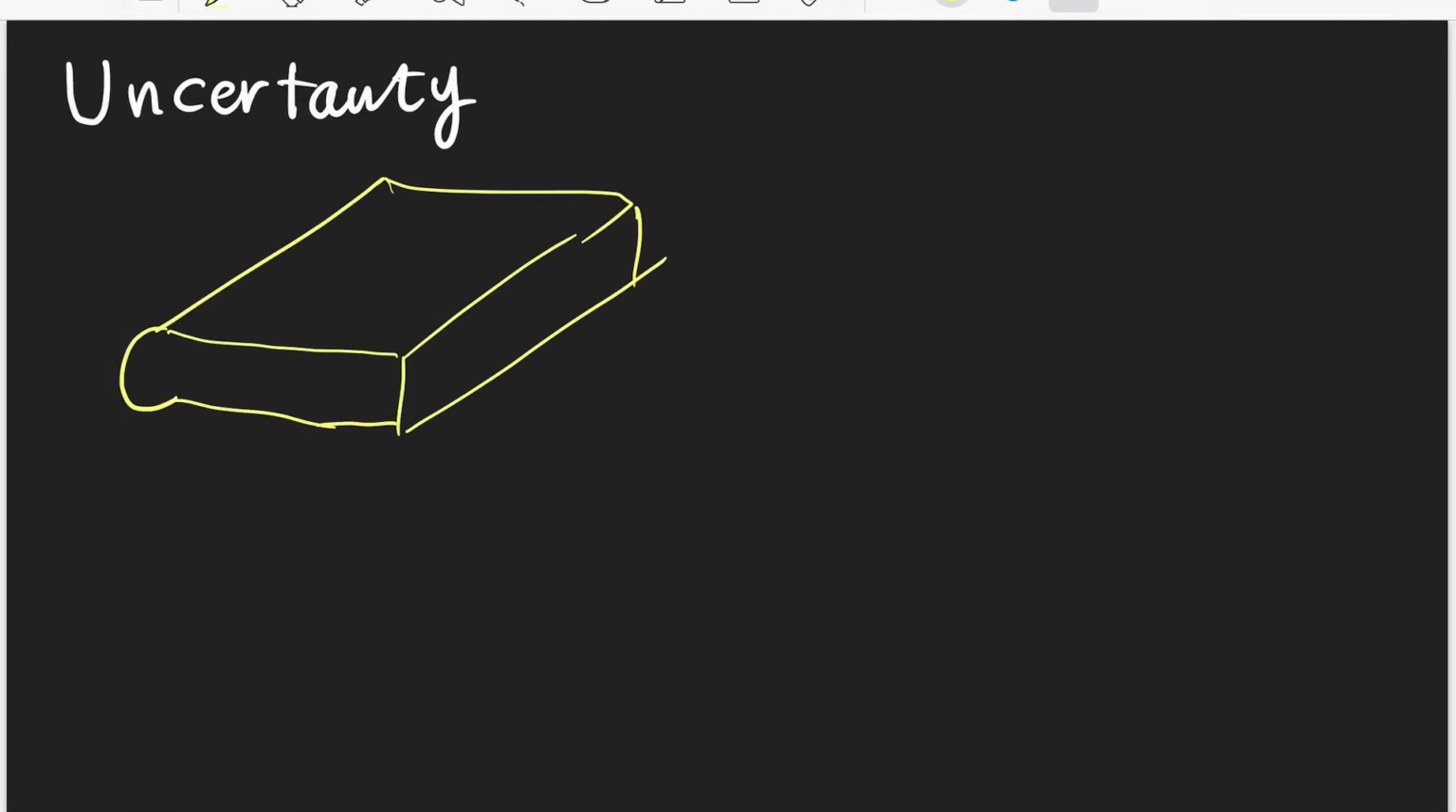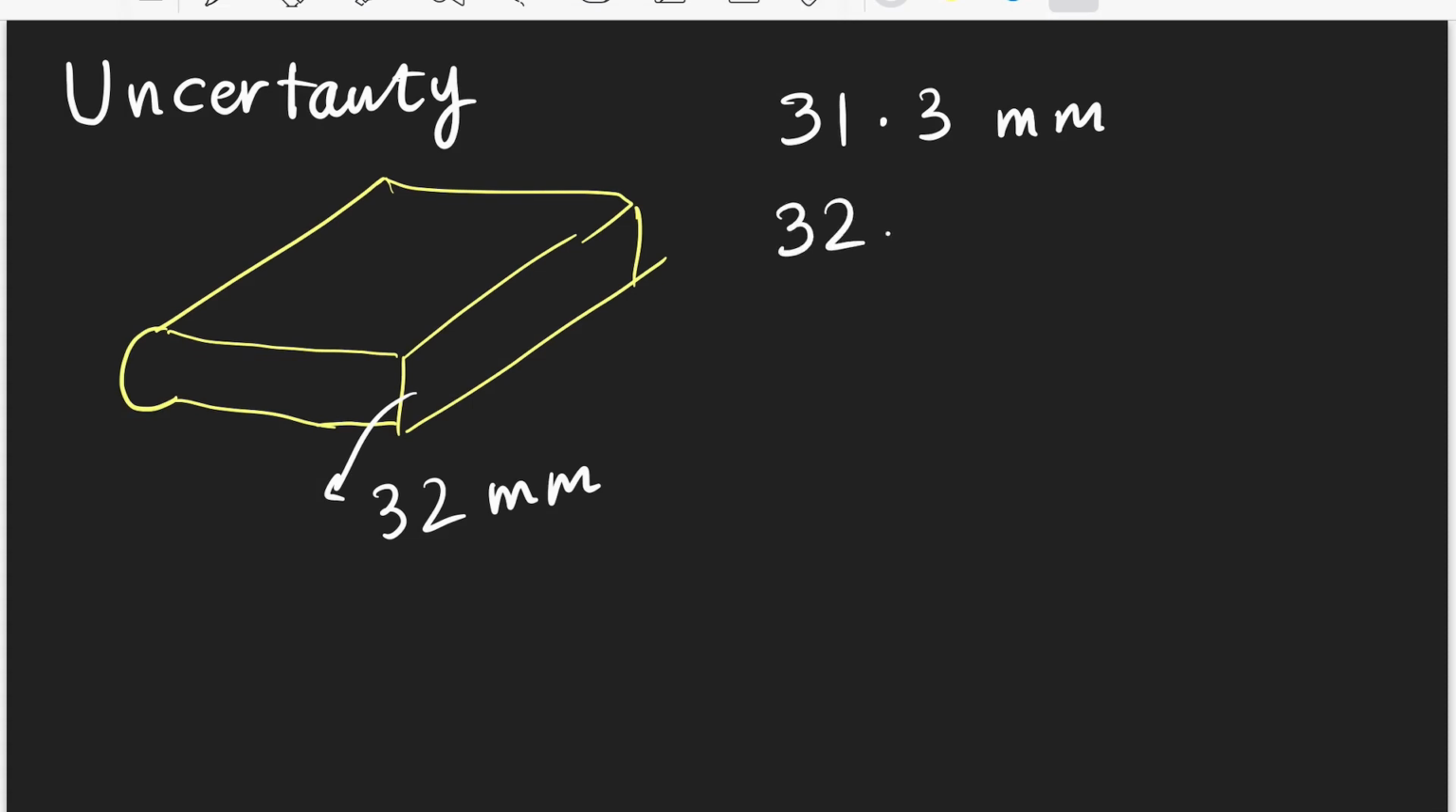Measurements always have uncertainties. For example, when we measure the thickness of a book, we may obtain the thickness equal to 32 millimeter. Since the smallest scale of a ruler is 1 millimeter, we are not sure about the last digit. For example, the true value might be 31.3 millimeter or 32.6 millimeter.